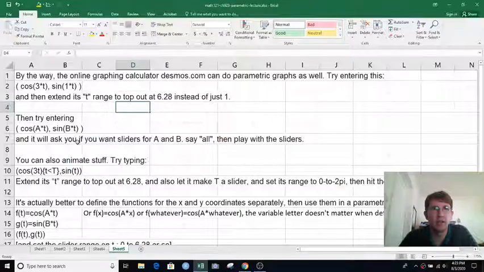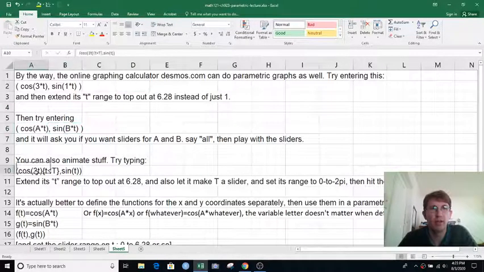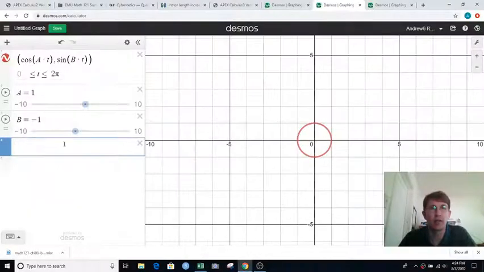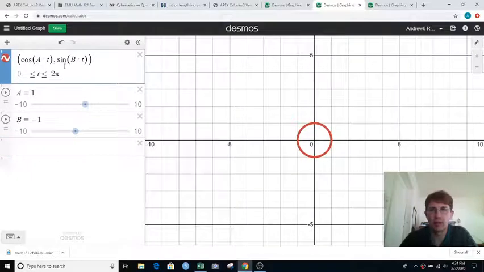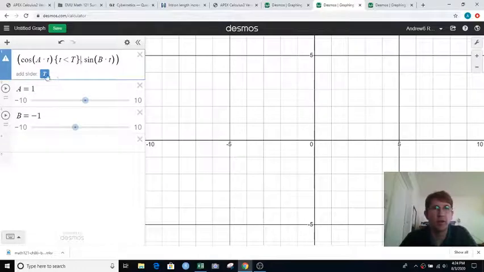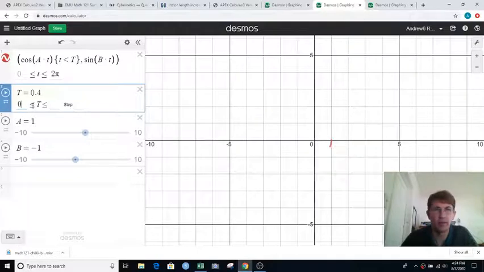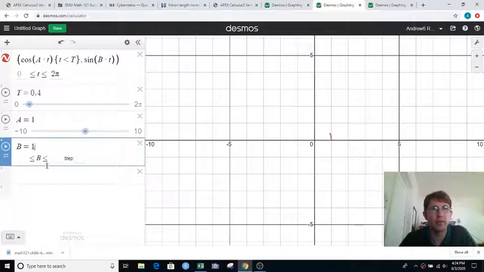Better than just saying cosine and sine in parentheses, to say here's the parametric curve you want, you can say only plot it when the t parameter is less than some cutoff I'm going to set. I'm going to use capital T, but it could be any variable letter you want. So I'm going to put in here curly brace little t less than big T, close curly brace, and add a big T slider. And then I can change big T so it will draw more and more or less and less of the curve. I'm going to have this go from 0 to 2 pi. And I'm going to change B to be 1 again.